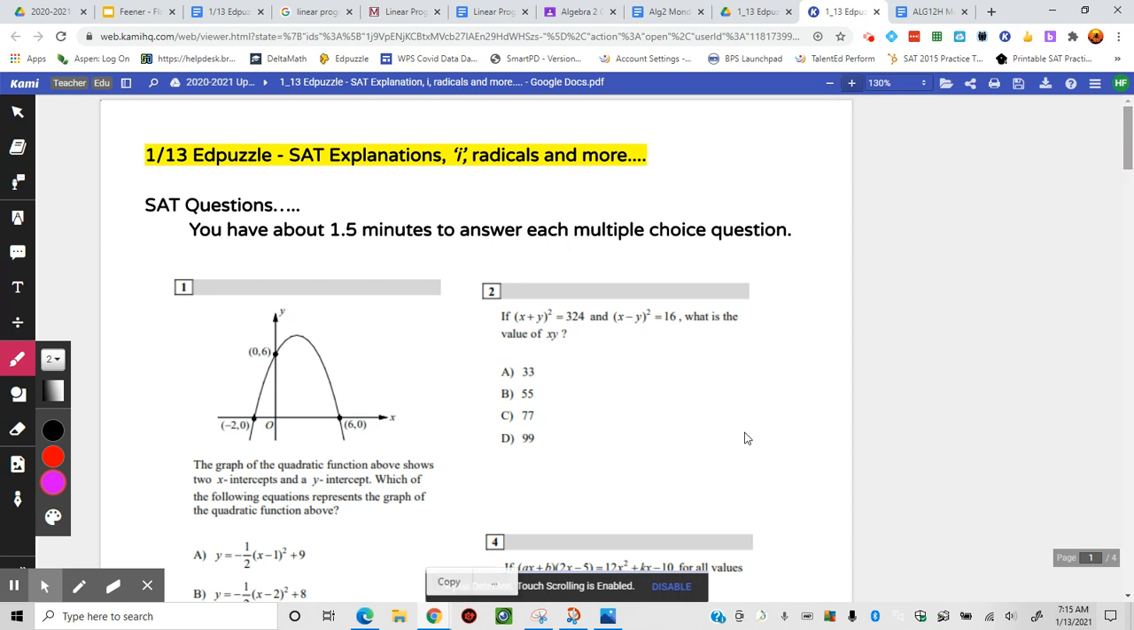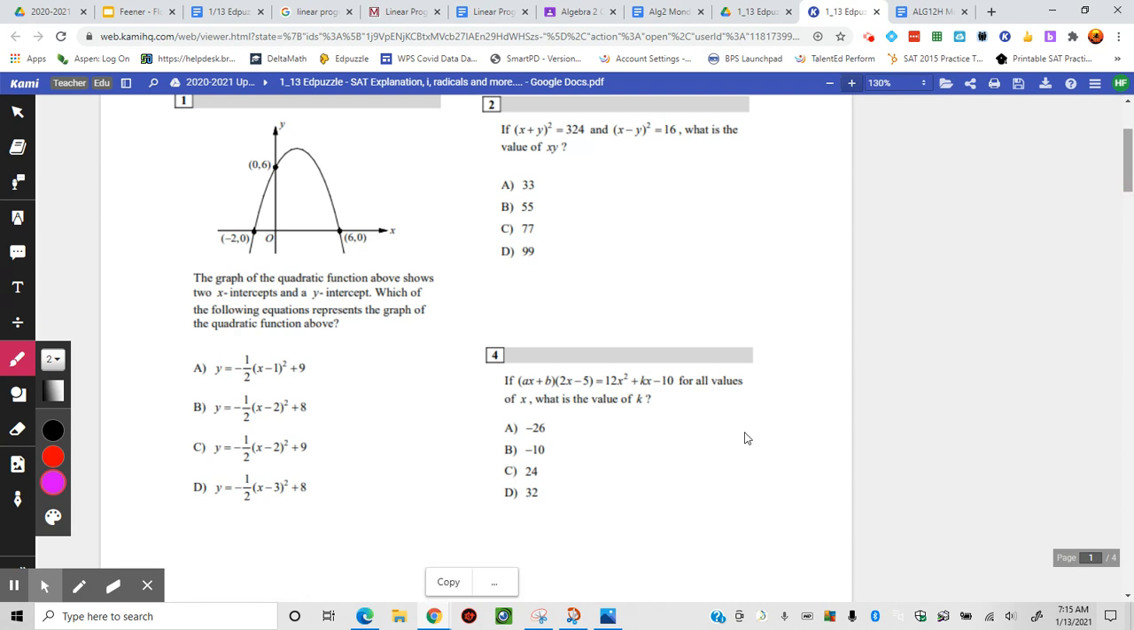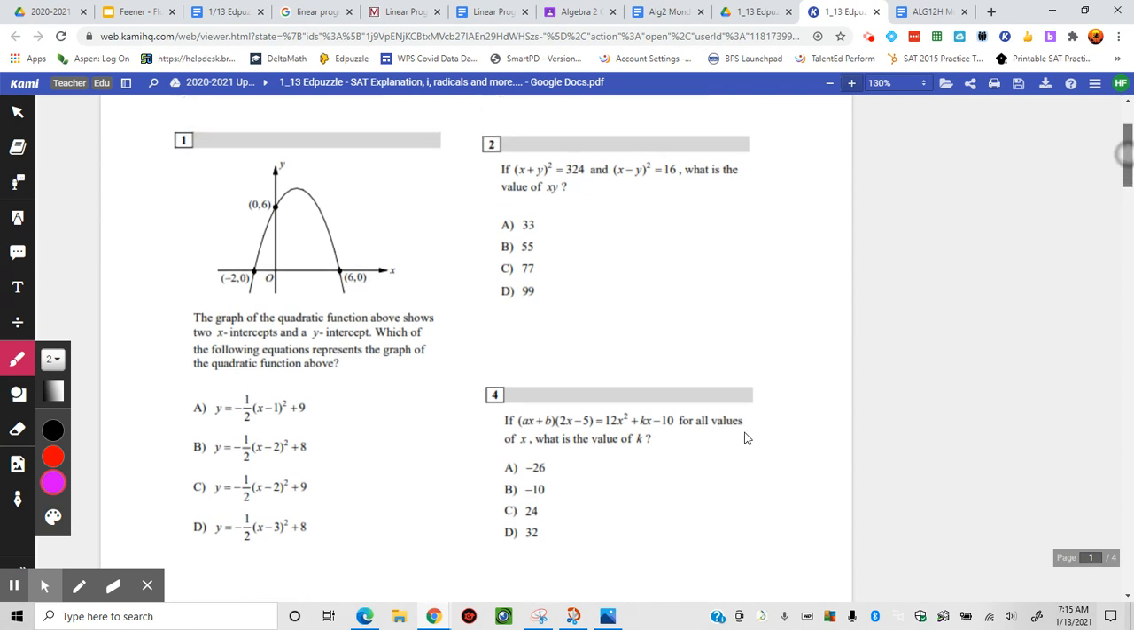So you did these the other day, either Thursday or Friday. Let's give you the answers and go over them and make sure that your explanation works. For number one, it is the graph of this quadratic function, and it shows the x-intercepts and the y-intercepts. Which graph represents this? I'm going to start off by telling you that the answer is B.